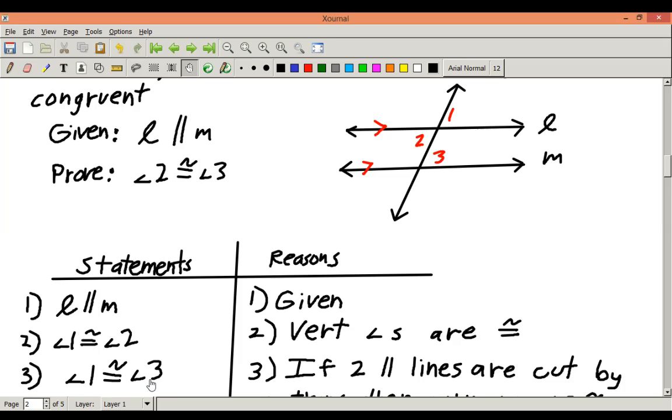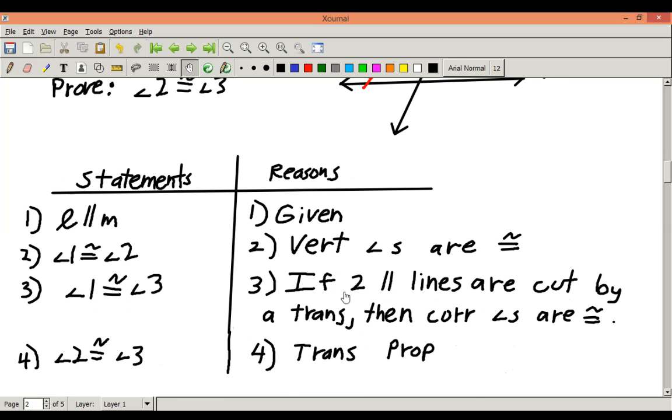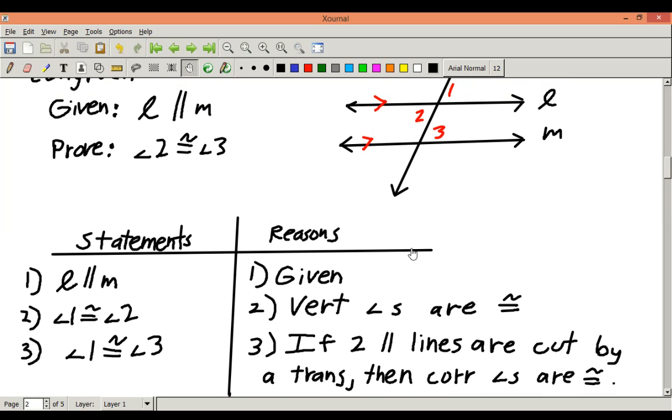Angle 1 is congruent to angle 3 is statement number 3. So if you look at the diagram, those are corresponding angles. We just had the corresponding angles postulate, which is restated here. If two parallel lines are cut by a transversal, then corresponding angles are congruent. So that's our reason for statement number 3.